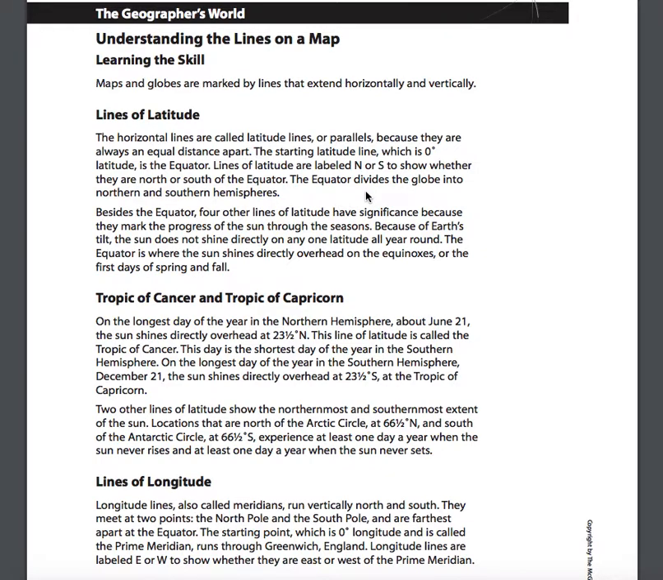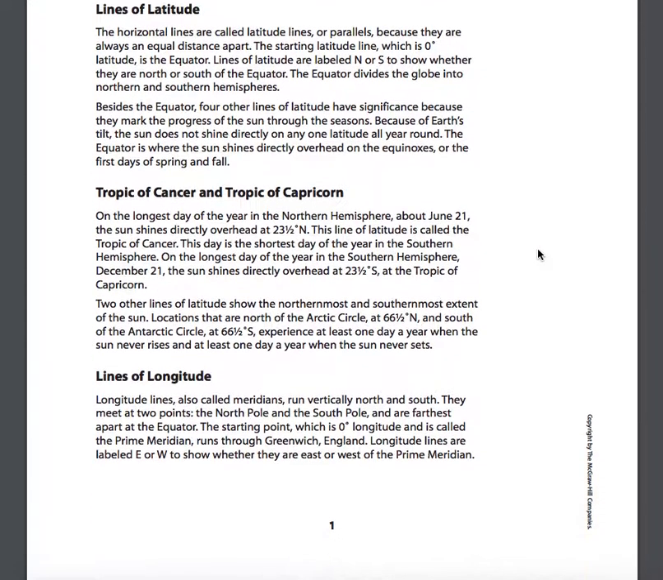Besides the equator, 4 other lines of latitude have significance because they mark the progress of the sun through the seasons. Because of the Earth's tilt, the sun does not shine directly on any latitude all year round. The equator is where the sun shines directly overhead on the equinoxes, or the first days of spring and fall. Pretty soon when we get to fall, we're going to be approaching one of those equinoxes. The Tropic of Cancer and the Tropic of Capricorn.